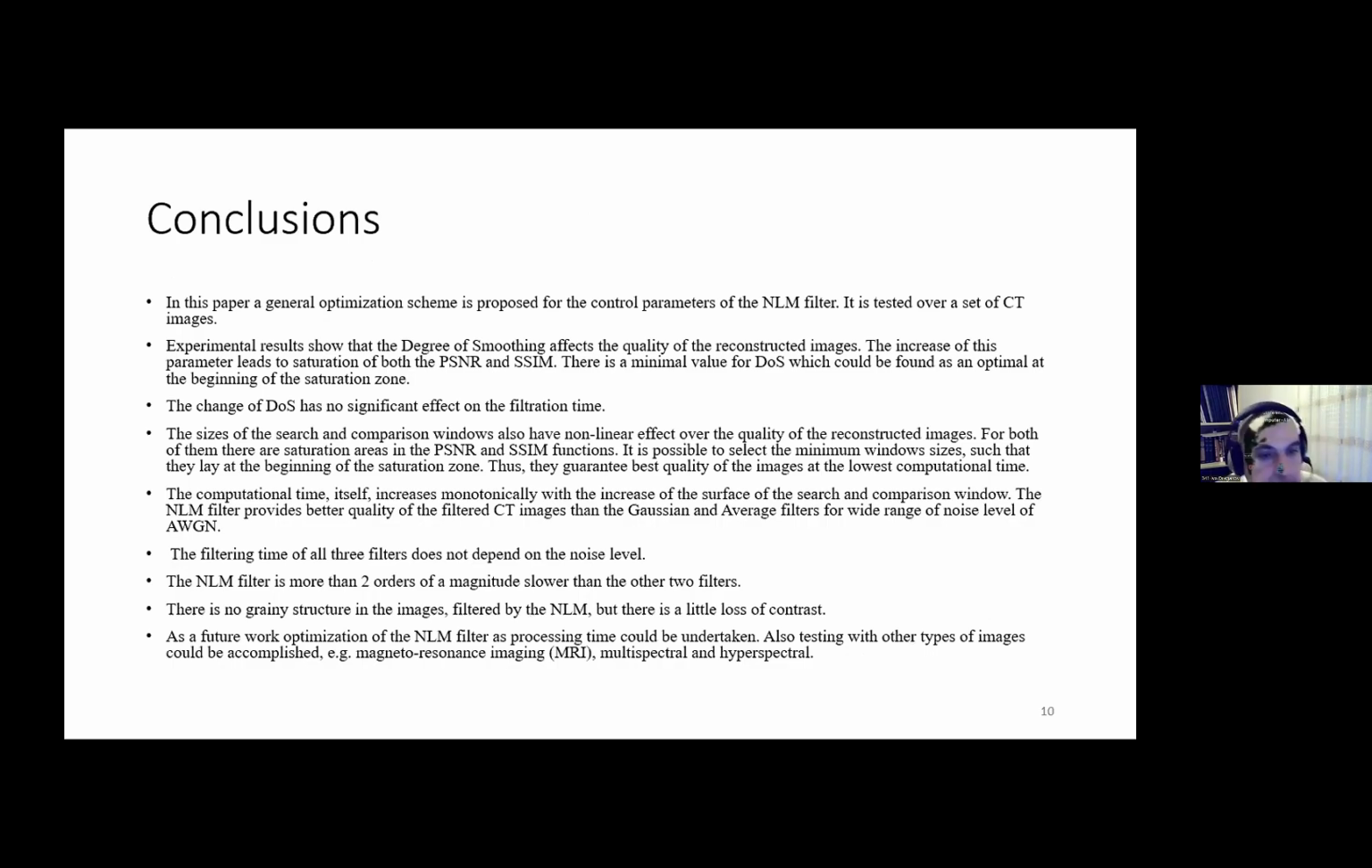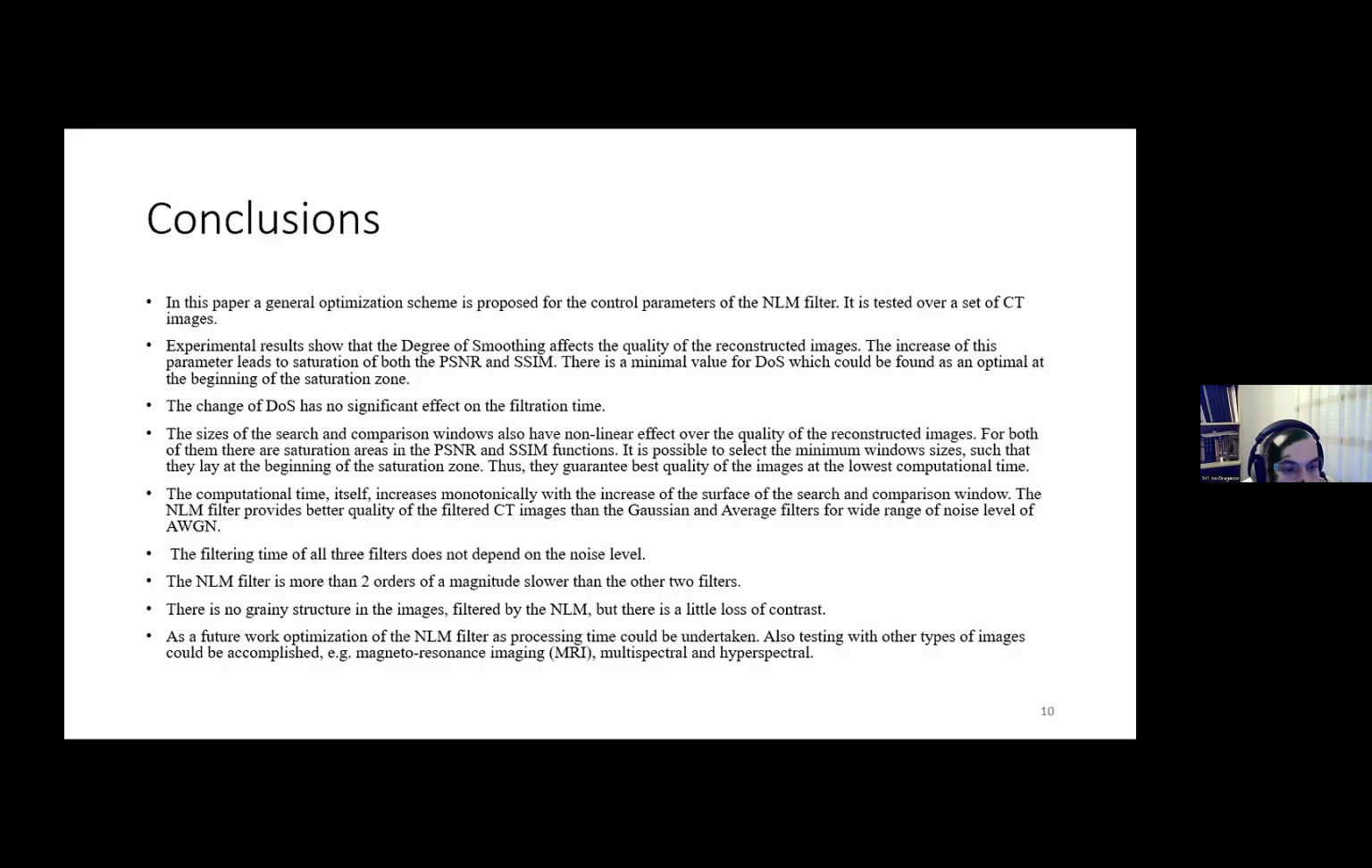As a conclusion, we can say that the general optimization scheme proposed here could be applied in numerous instances for filtering other types of images. The experimental results show that the degree of smoothing affects the quality, and the increase of that parameter leads to the maximum achievable PSNR and SSIM. The minimal value for which this happens can be found, and this is one of the optimal parameters from the optimization procedure. The change of DOS has no significant effect on the filtration time.